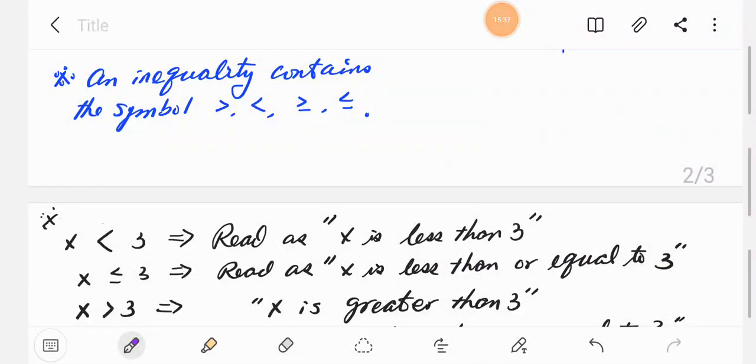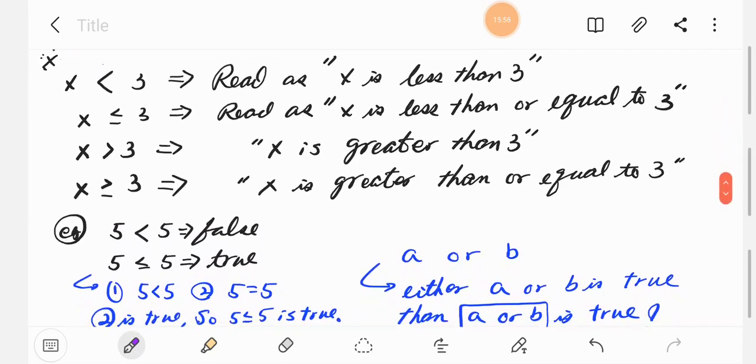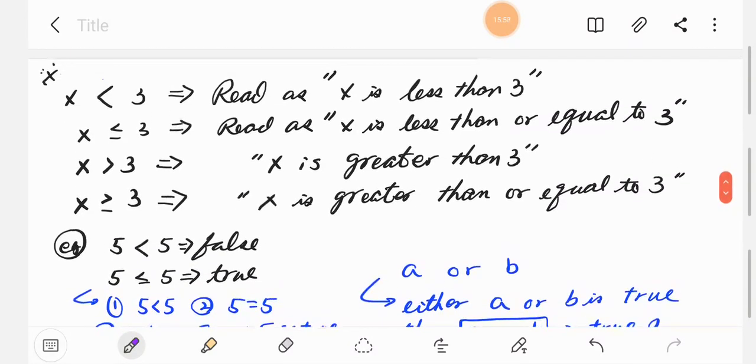Okay, an inequality contains the inequality symbols: greater than, less than, greater than or equal to, or less than or equal to. So if an expression contains one of these, then we call it an inequality. For example, here is x less than 3. We read this as x is less than 3.